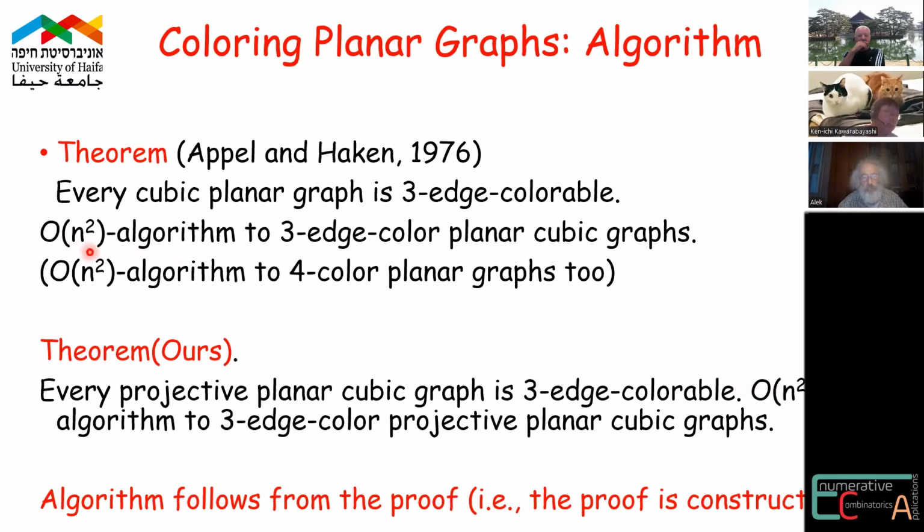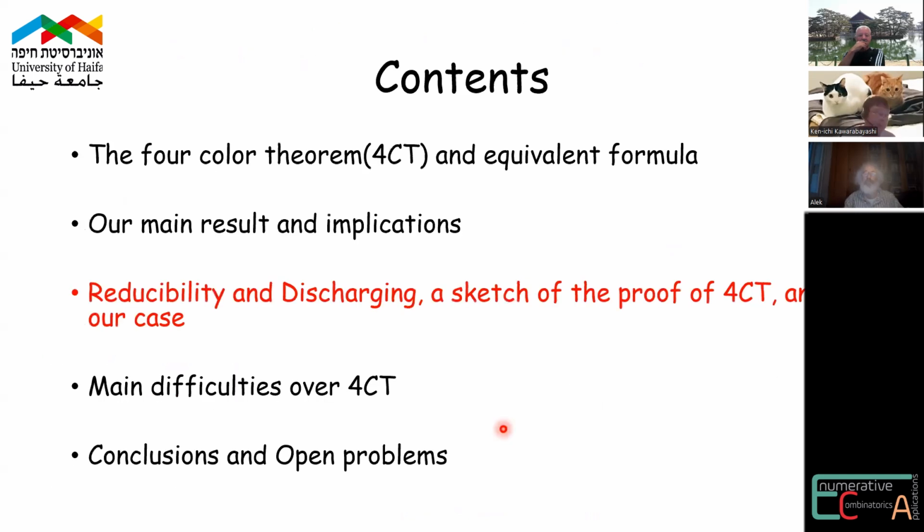If you're interested in the algorithm, we can also give a polynomial time algorithm, as in the Four Color Theorem. In the Four Color Theorem, you get a quadratic algorithm for 3-edge coloring of planar cubic graphs, and we can get a quadratic time algorithm for 3-edge coloring of projective planar cubic graphs. And indeed, the algorithm just follows the proof.